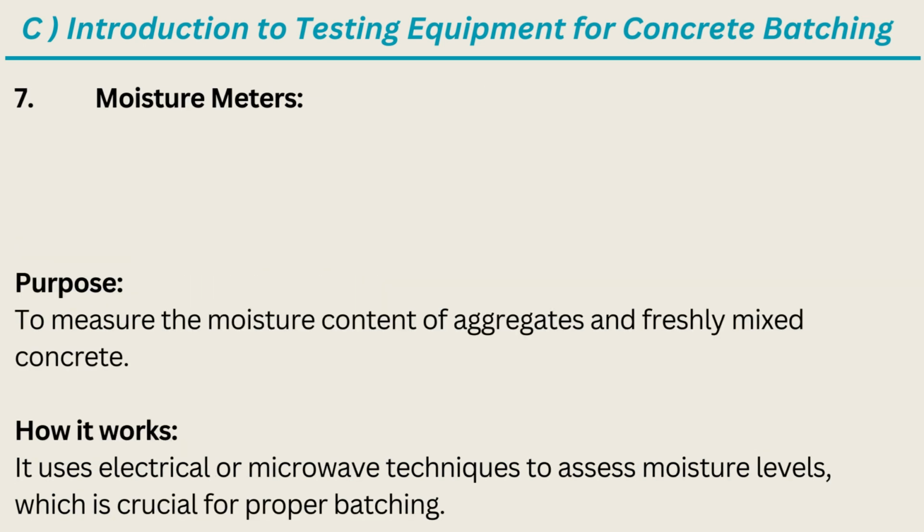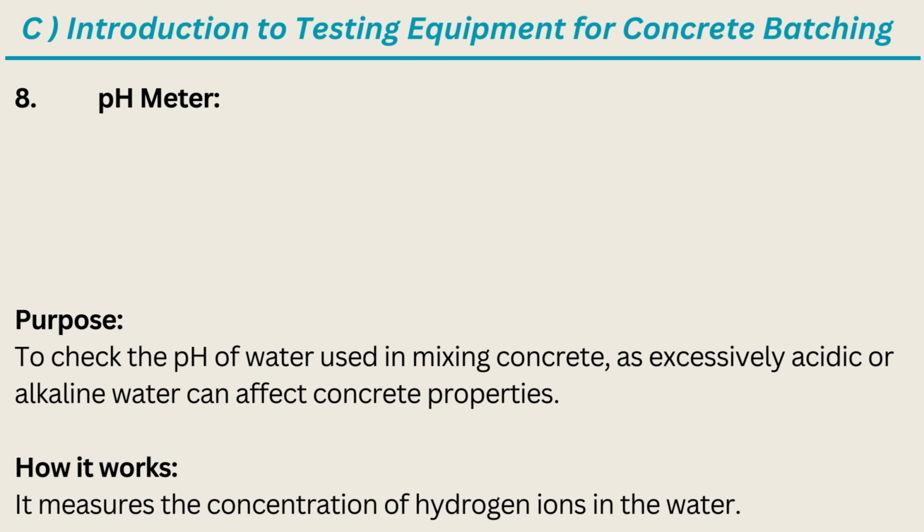7. Moisture meters. Purpose: to measure the moisture content of aggregates and freshly mixed concrete. How it works: it uses electrical or microwave techniques to assess moisture levels, which is crucial for proper batching. 8. pH meter. Purpose: to check the pH of water used in mixing concrete, as excessively acidic or alkaline water can affect concrete properties.